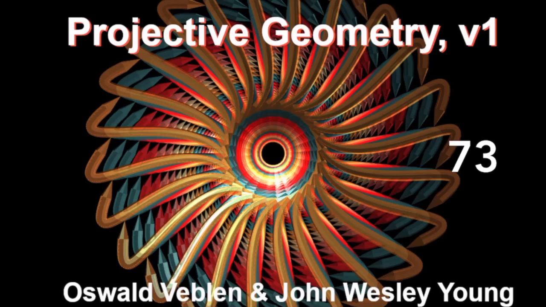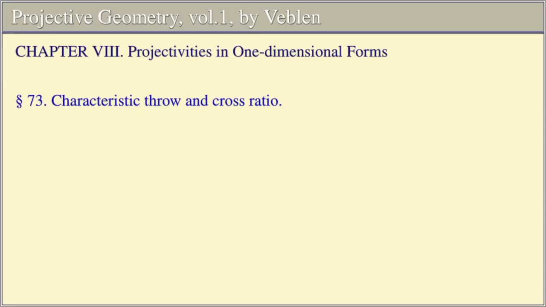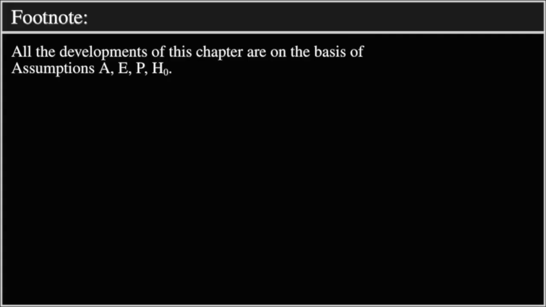Projective Geometry, Volume 1, by Oswald Veblen and John Wesley Young. Chapter 8, Projectivities in One-Dimensional Forms. Section 73, Characteristic Throw and Cross Ratio. Footnote: all the developments of this chapter are on the basis of assumptions A, E, P, and H0.